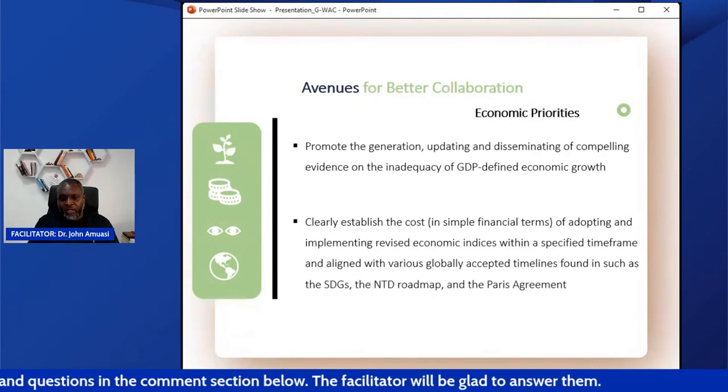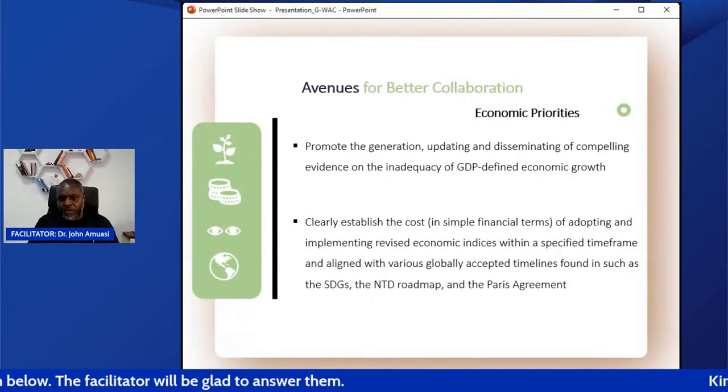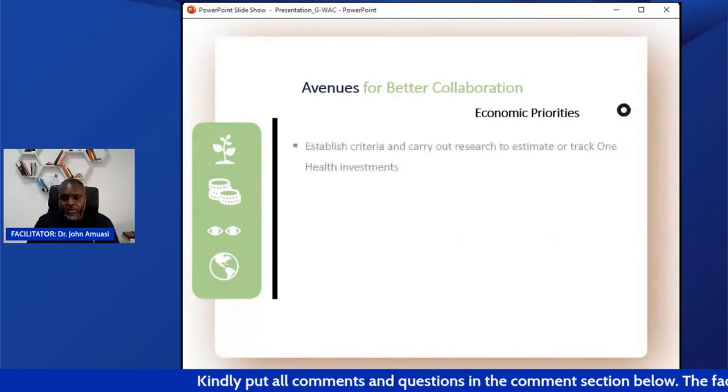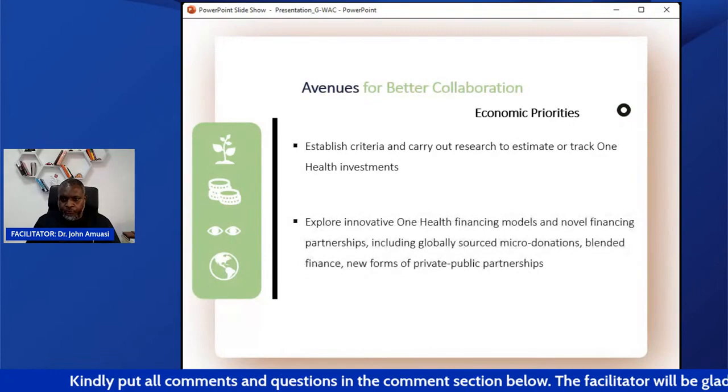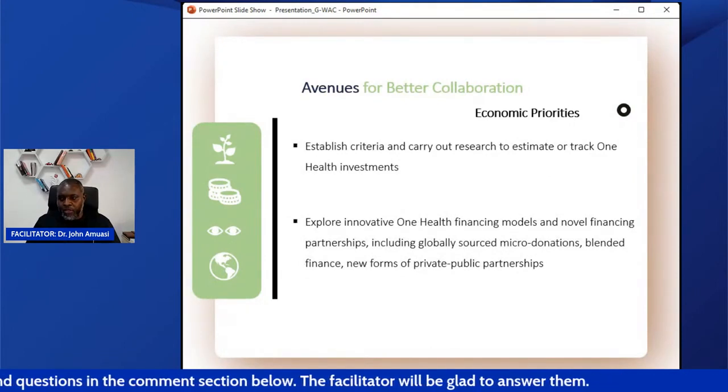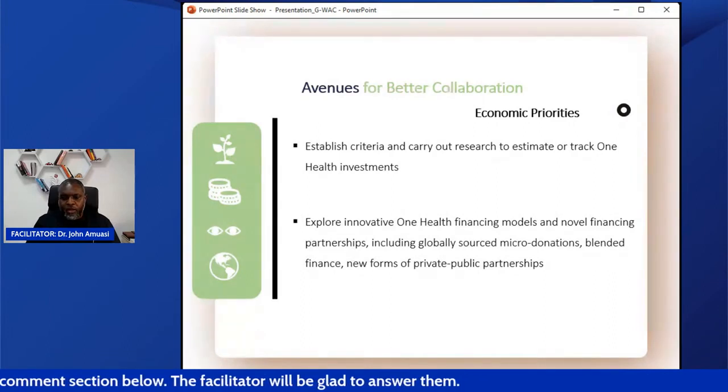Because ultimately, if you go to a government, they'll ask you, what does this mean for my GDP? And if you're unable to explain how that would work, then you'll have problems. At the same time, you need to make them aware that using GDP as a measure is insufficient. And at the same time, you really press towards being able to innovate in financing models.